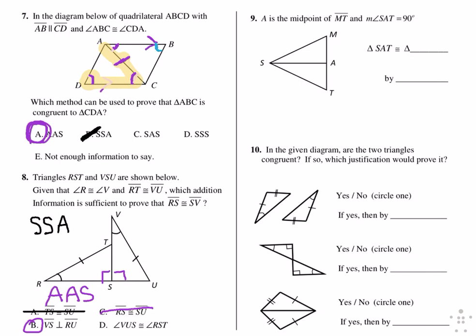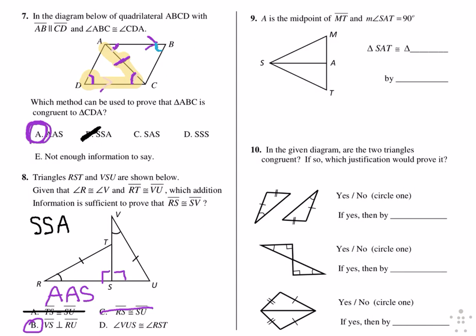All right, let's look at number 9. Number 9 says A is the midpoint of MT, and the measure of angle SAT is 90 degrees. There's no specific question here, but basically it's saying triangle SAT is congruent to triangle blank. So you're supposed to fill in that congruency statement by stating which postulate would make it work.